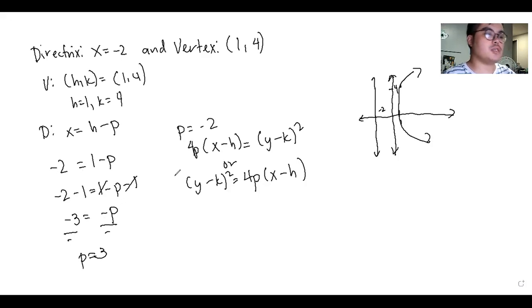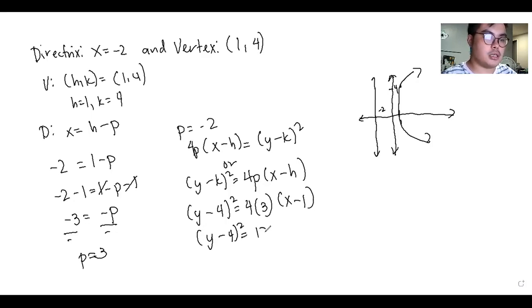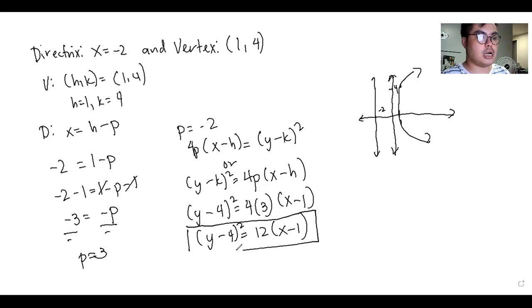Then given the values of h, k, and p, so we're going to substitute. So we're going to simplify. So tada! So this is the equation of the horizontal parabola given its directrix and vertex. So keep in mind that if the directrix is vertical, then the parabola is horizontal. If the directrix is horizontal, then the parabola is vertical.